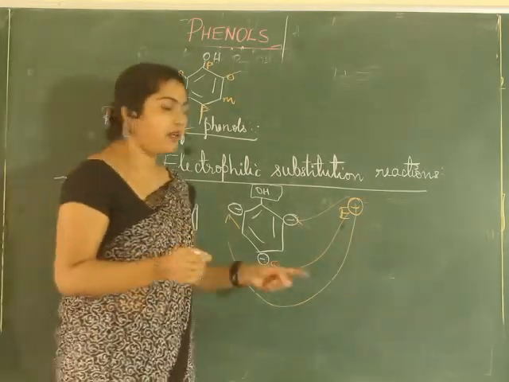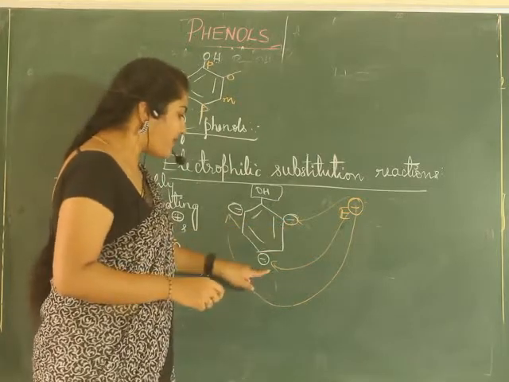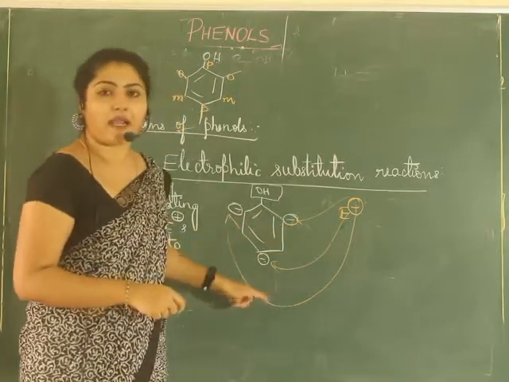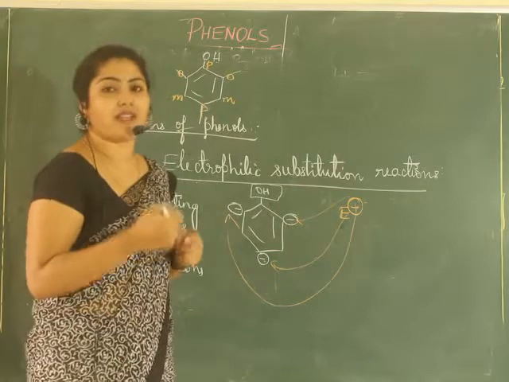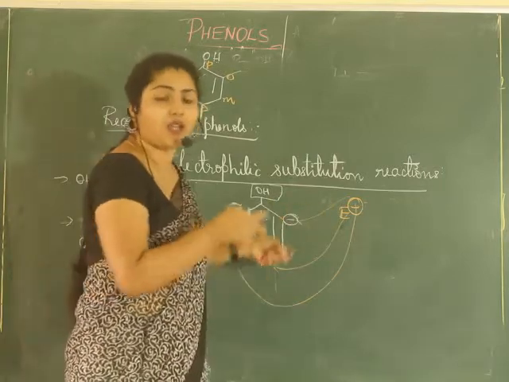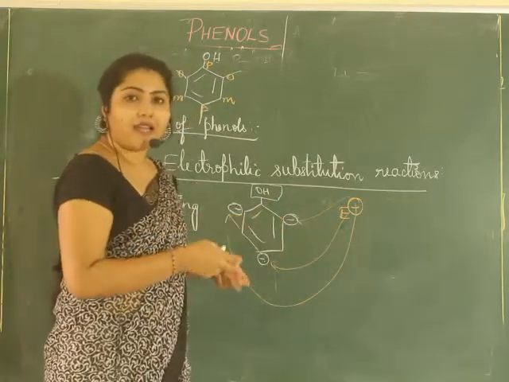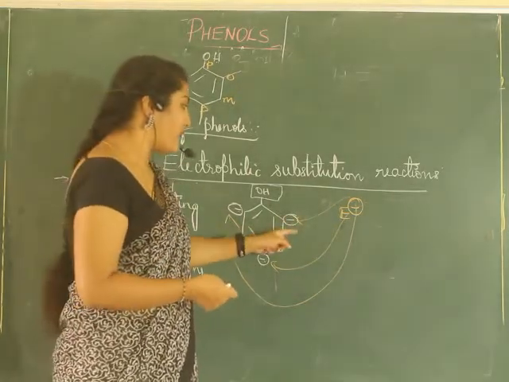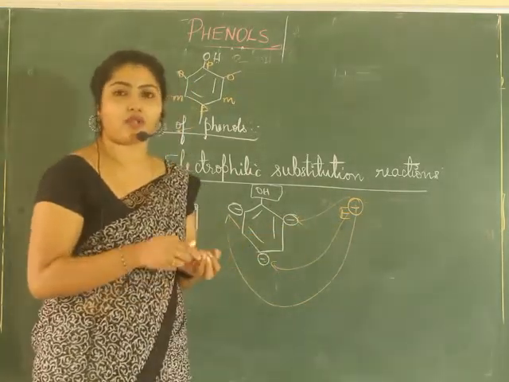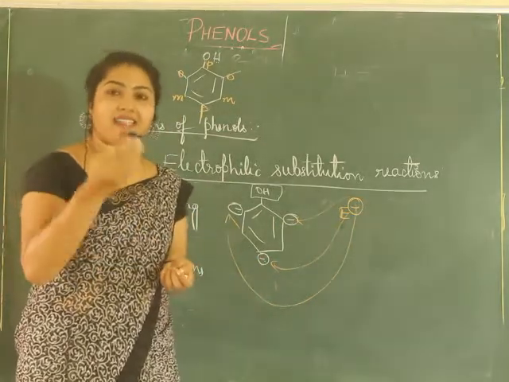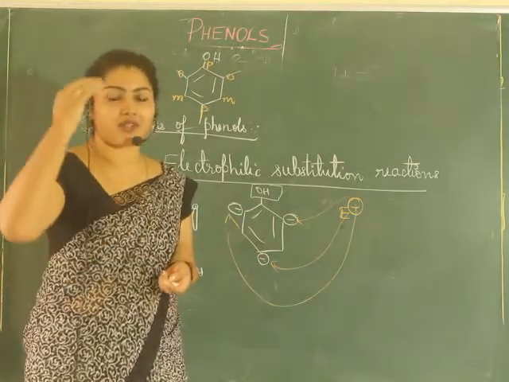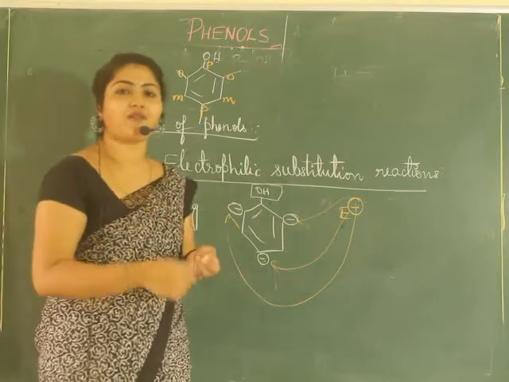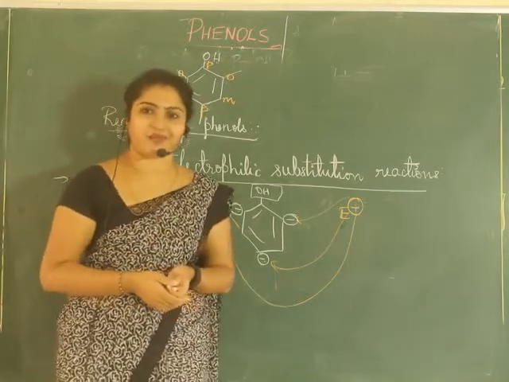This is clear because in the resonance structure we can see that ortho and para positions are electron rich. That is why electrophiles come and attach to those areas with more electron rich centers. That is why electrophilic substitution reactions are favored. We have some important electrophilic substitution reactions which we will study in the next video. Thank you.